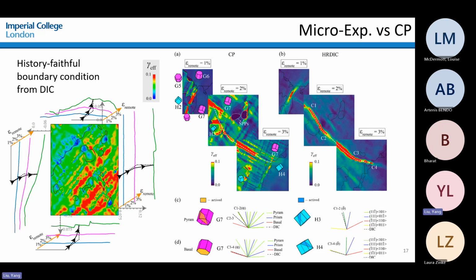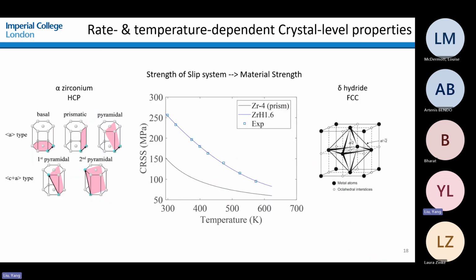This is only done at room temperature, and it's expected to be more complex when you have the higher temperature involvement. And then compared to the other temperature sensitivity studies from the experiments, we've been able to capture the material strength of the matrix, which is called Zircaloy, and also the hydrides in the material, and also the rate sensitivity of the material as well, which would allow us to quantify the plasticity accumulation in the hydrides and Zircaloy.